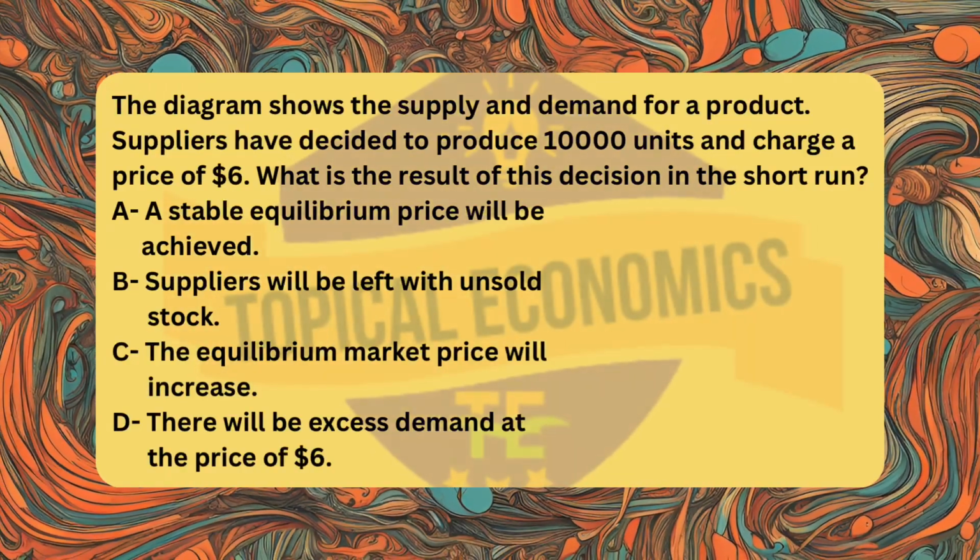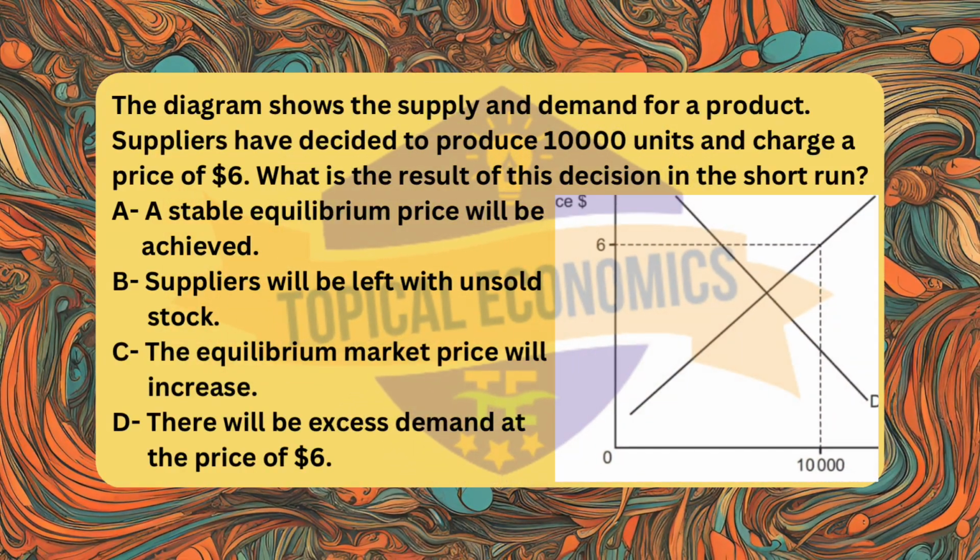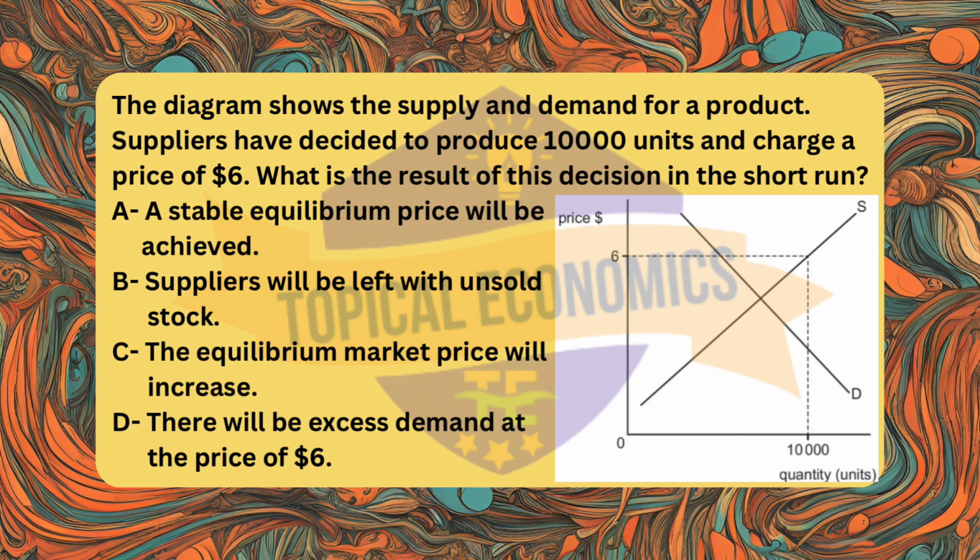The diagram shows the supply and demand for a product. Suppliers have decided to produce 10,000 units and charge a price of $6. What is the result of this decision in the short run? A. A stable equilibrium price will be achieved. B. Suppliers will be left with unsold stock. C. The equilibrium market price will increase. D. There will be excess demand at the price of $6.